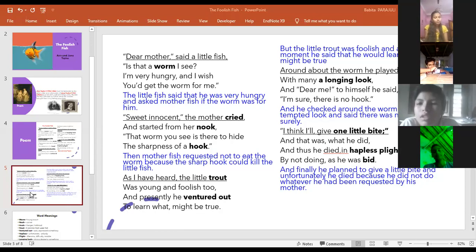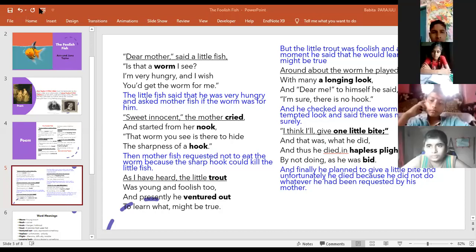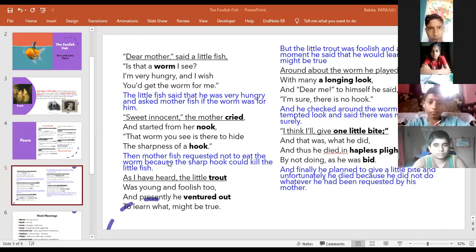Then after what happened: "Around about the worm he played with many a longing look, and 'Dear me,' to himself he said, 'I am sure there is no hook.'" Look who said this. कोले भन्यो, little fish है. लिटल फिशले के भन्छ भन्दाखेरि, अराउन्ड अबाउट भनेको त्यो वर्म, जुन चाहिँ पानीमा देखाइरहेको हुकमा देखाइरहेको वर्म हुन्छ. Then after he checked around the worm with the tempted look and said there was no hook surely. ल अब के गर्छ भन्दाखेरि, ओहो, मामुले भनेको कुरा नहुन पनि सक्छ, let's check भनेर चाहिँ वरिपरि घुमेर हेर्छ.